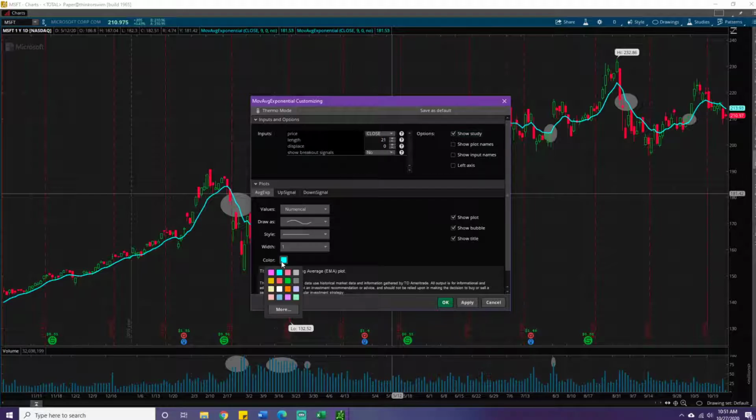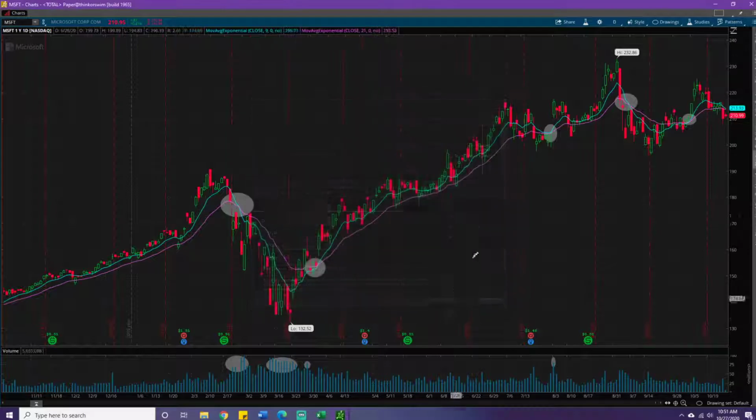I'm going to change it to this color here, so I'm able to differentiate between the 2, and you don't have to change anything else here. All the default settings are good to go, and you'll be ready to rock and roll. And you have your 9 and 21 EMA set up and good to go.